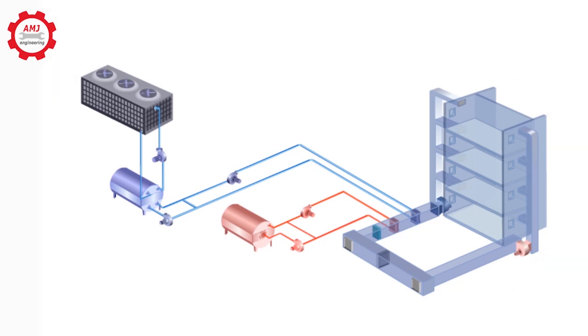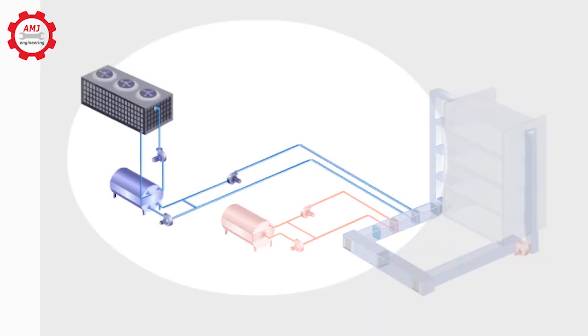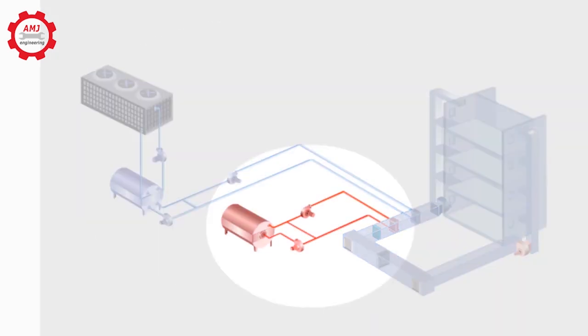Let us start with an introduction to HVAC system. There are three main sections involved in this system. 1. Cooling system. 2. Heating system. 3. Air handling unit.